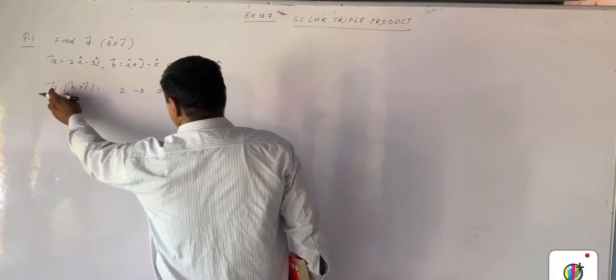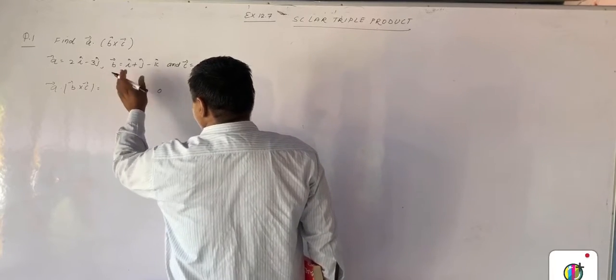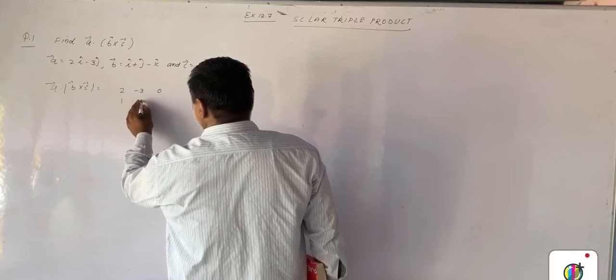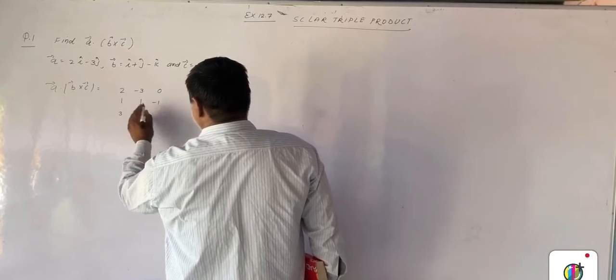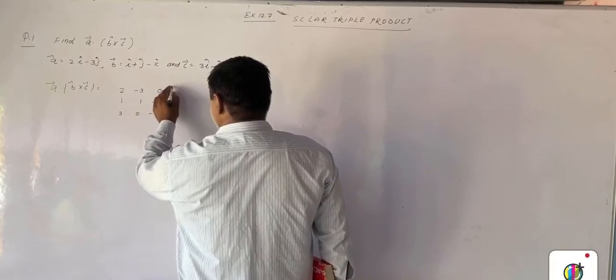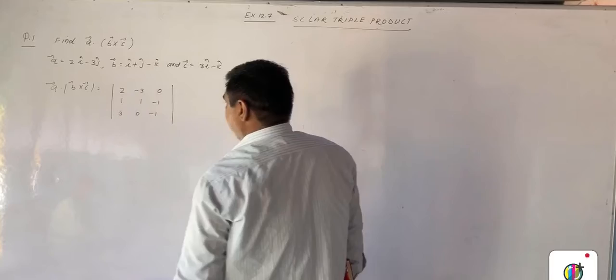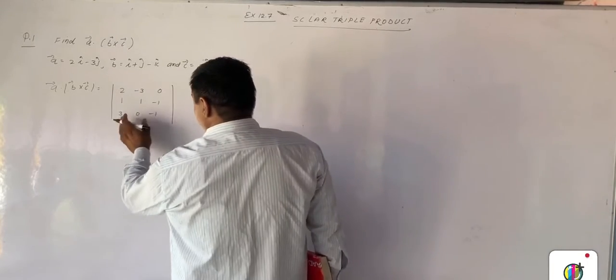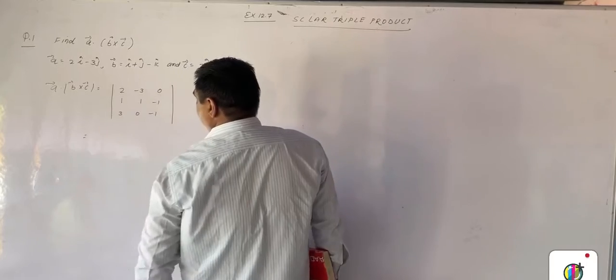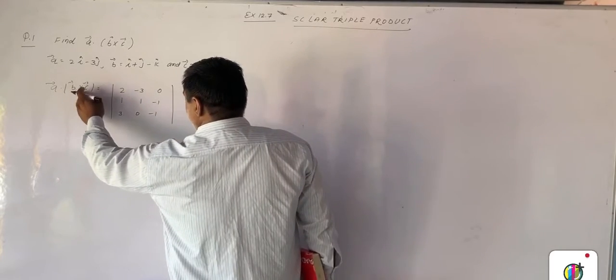The components of vector B are 1, 1, -1 and the components of vector C are 3, 0 and -1. These are the components of vectors A, B, C. Now we determine these components. We find the value of A dot vector B cross C.